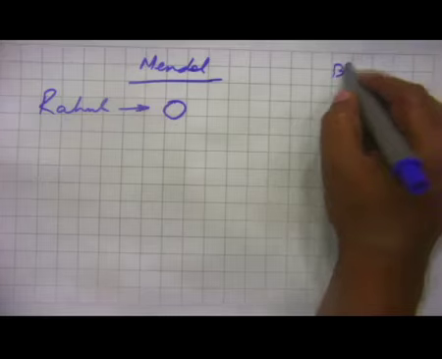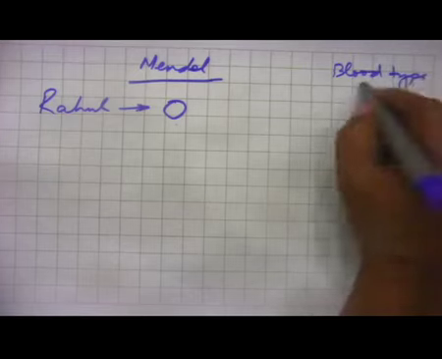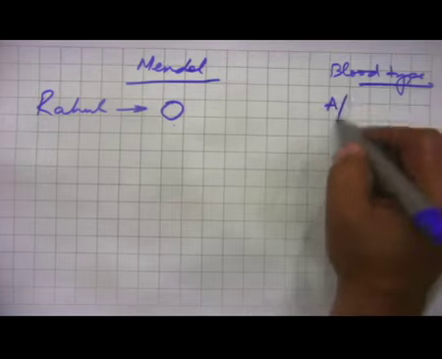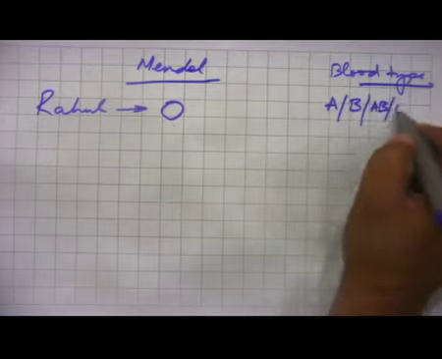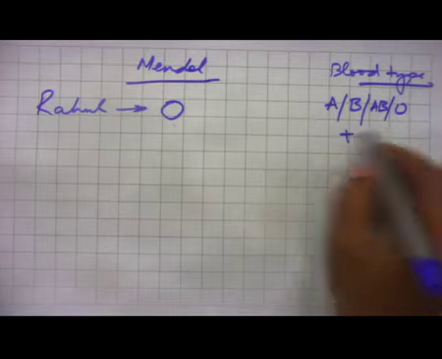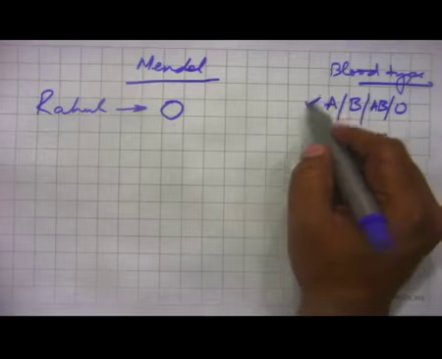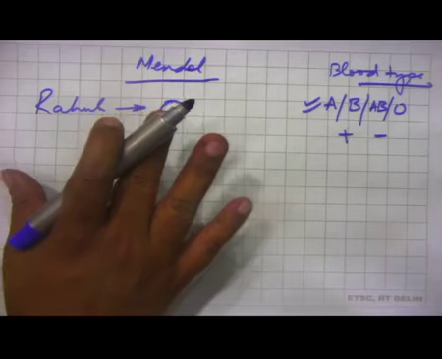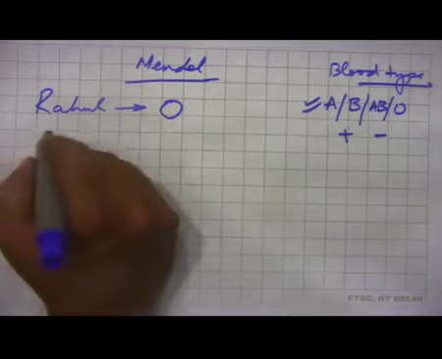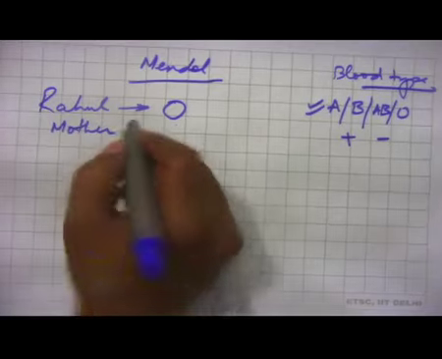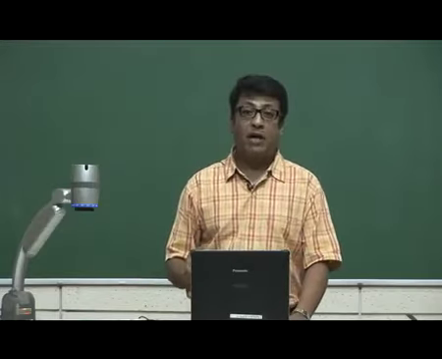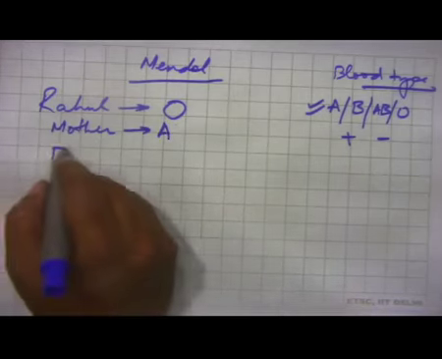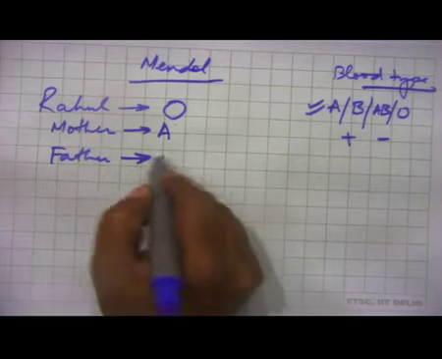So, normally in a blood type you have two traits which play a role. The first trait is A or B or AB or O. The second trait is whether it is plus or minus. So, let us look at the first trait independently. Let us say Rahul has a blood type of O. Let us say Rahul's mother has a blood type of A. Let us also say Rahul's father has a blood type of B.